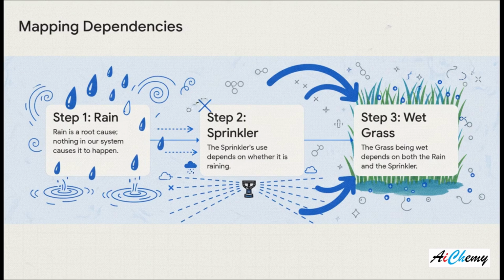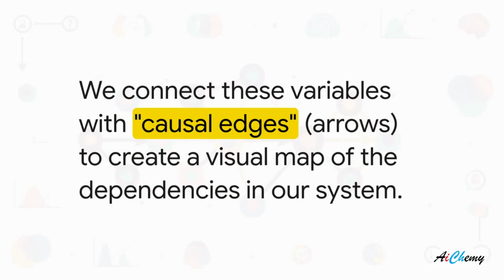So, step 1, we start with rain. In our little world here, nothing causes the rain, it just happens. So it's a root cause. Step 2, then we've got the sprinkler. Well, whether you turn the sprinkler on probably depends on if it's raining, right? So we draw a little arrow from rain to sprinkler. And finally, step 3, the wet grass. What makes the grass wet? Well, either the rain or the sprinkler, or both. So we draw arrows from both rain and sprinkler to wet grass. Simple as that.